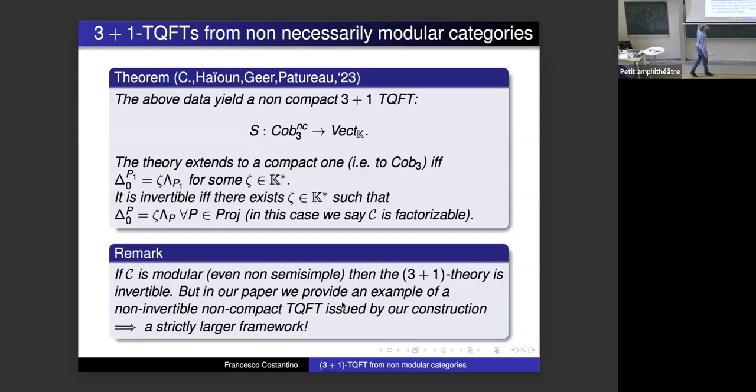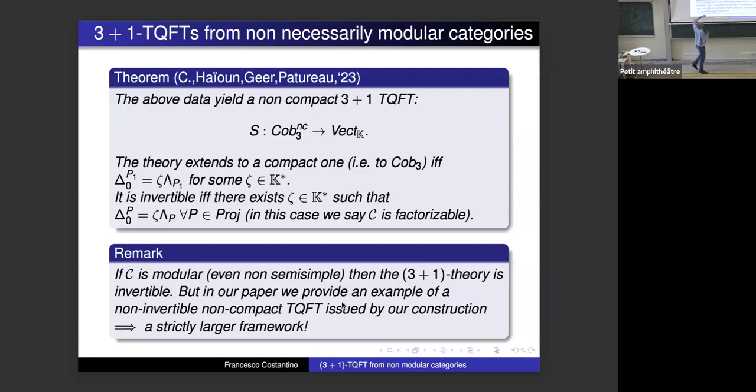have such a gluing morphism, which again is the fact that the delta 0 P1, this endomorphism of the projective cover of the unit, is non-zero, as soon as you have it, you have a non-compact 3+1 TQFT. It does extend to a full compact TQFT if not only delta 0 P1 is non-zero, but it's actually a multiple of the cutting morphism. And that's the case we call a compact category.